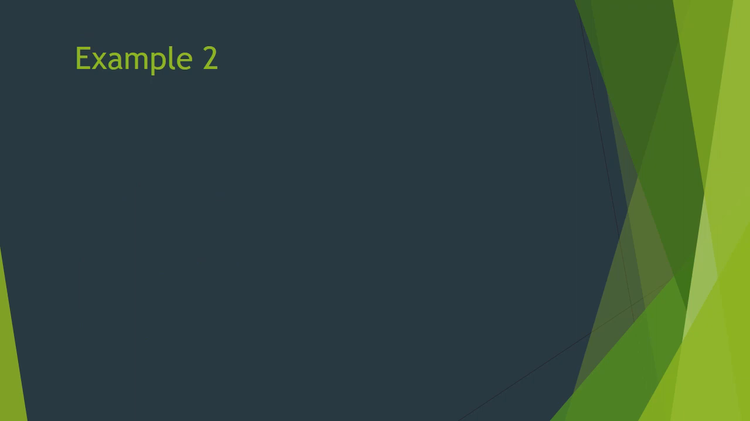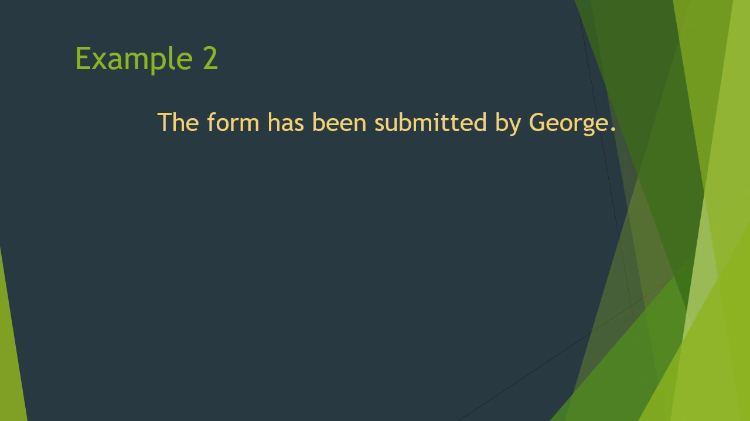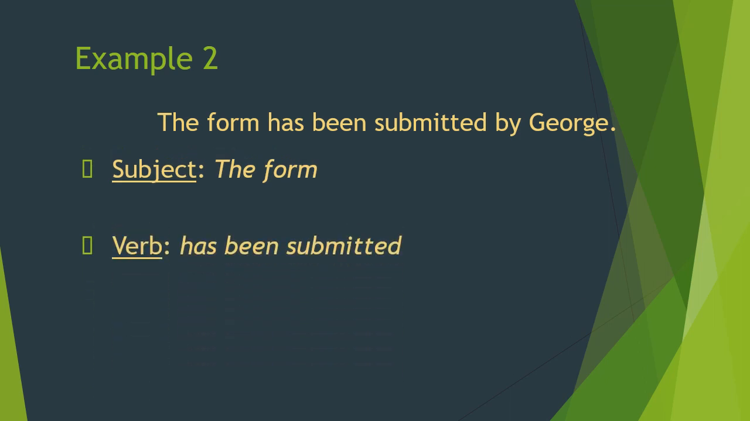Let's move to the second example. The second example in active voice was George has submitted the form. In the passive voice, it will become the form has been submitted by George. Here, the subject is the form, the verb is has been submitted, and the object is George. You can observe that the form is the subject here, but it allows itself to be submitted by the object George. Here the subject is passive, so the sentence is called passive voice. Passive voice is used when the focus is on the action. It is not important or not known, however, who or what is performing it.